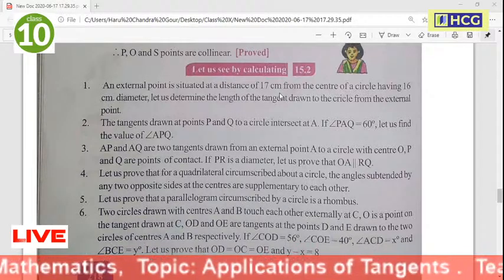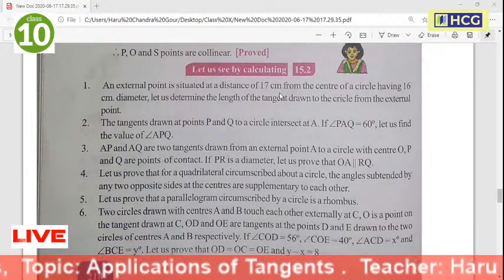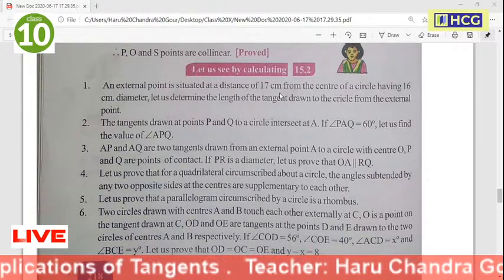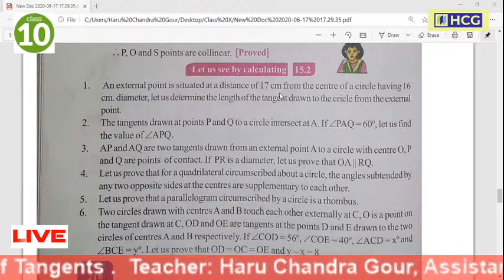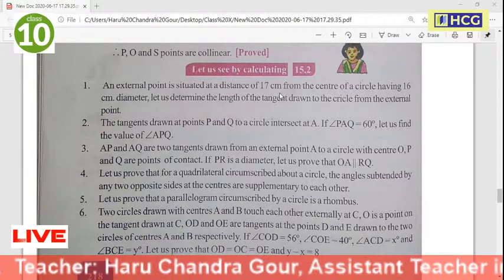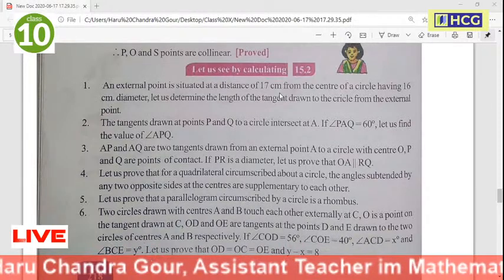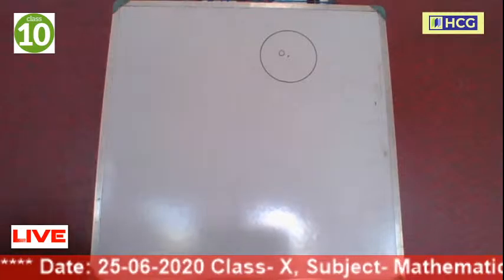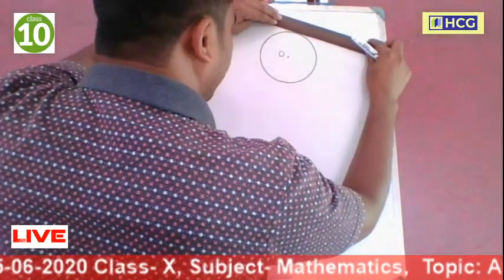Now we draw the figure. At first, we draw a circle whose center is at O. And AP and AQ are two tangents drawn from an external point A. Now draw two tangents AP and AQ.